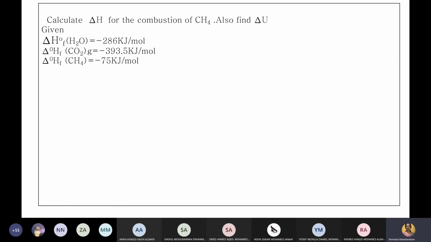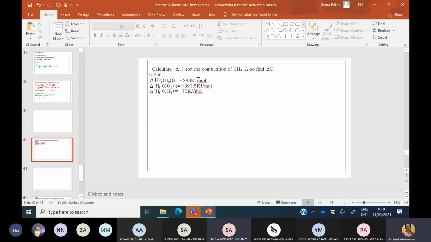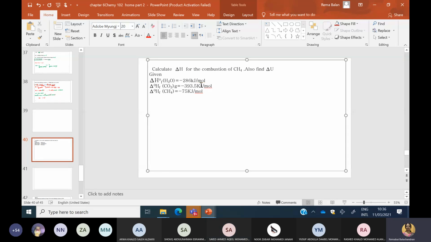Please tell me how to solve it. We should build the equations. Yes, first step you have to write the equation. Second step, find delta H, and then you have to find delta U. Okay, it's a very good question.